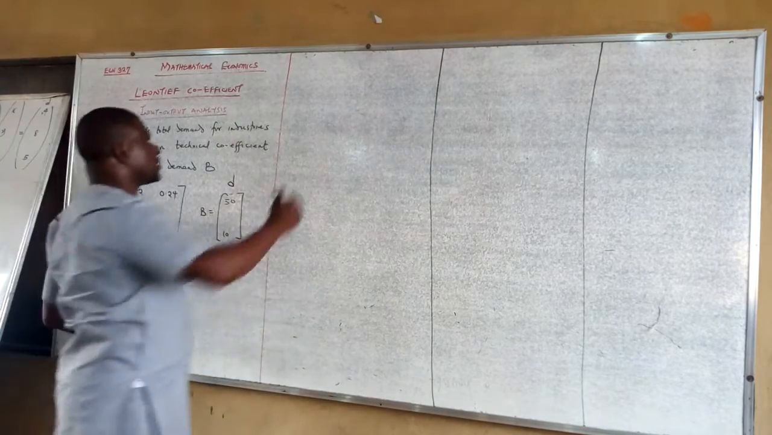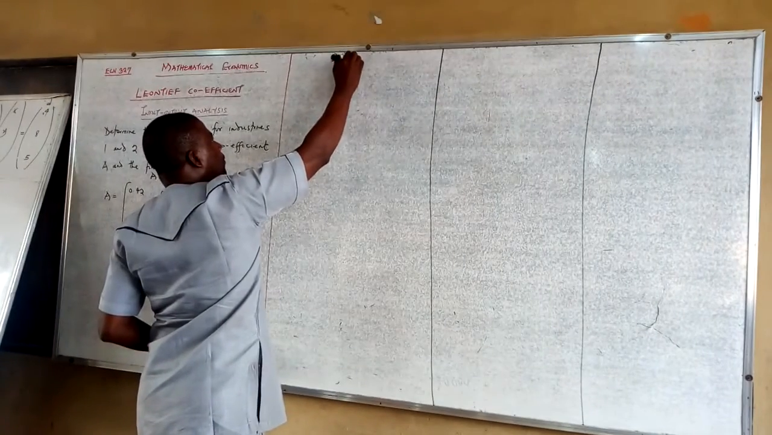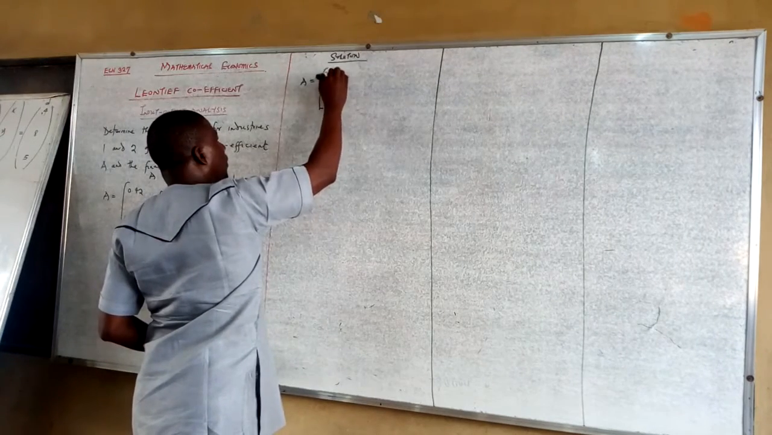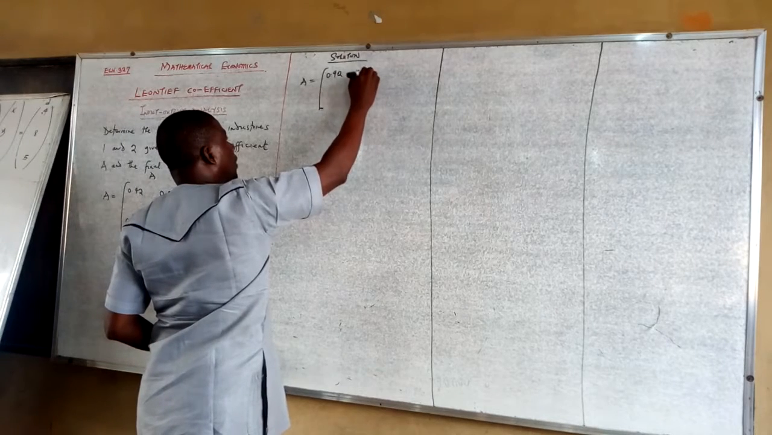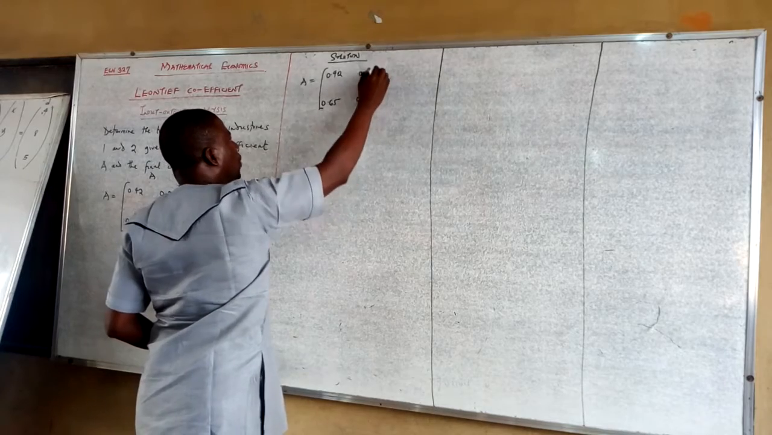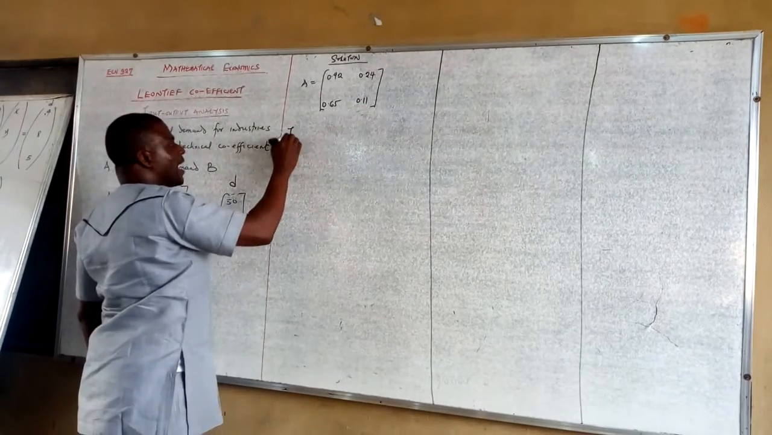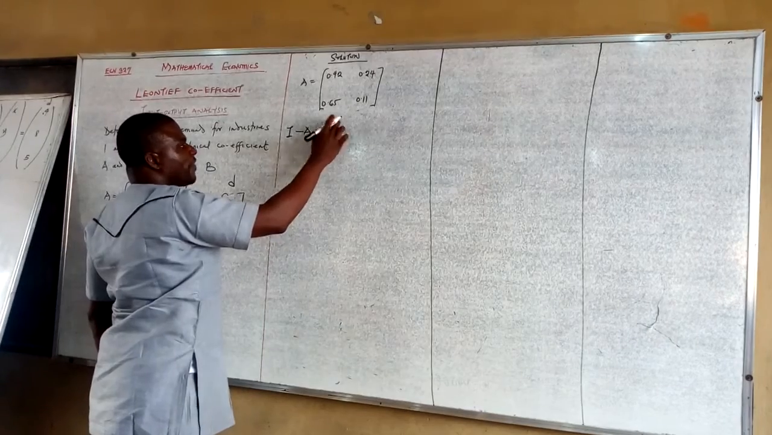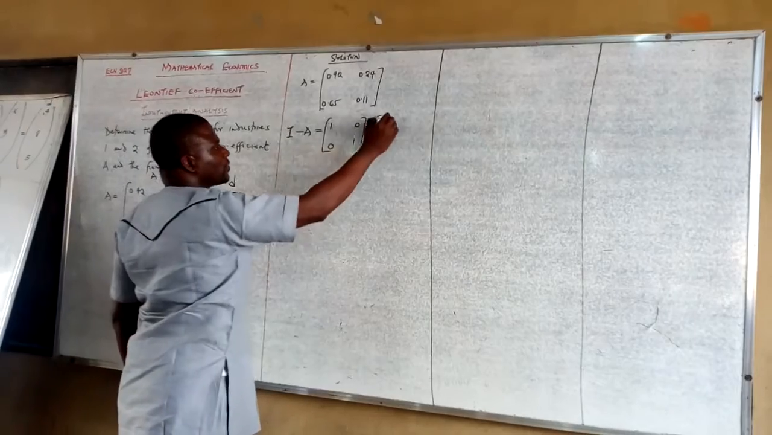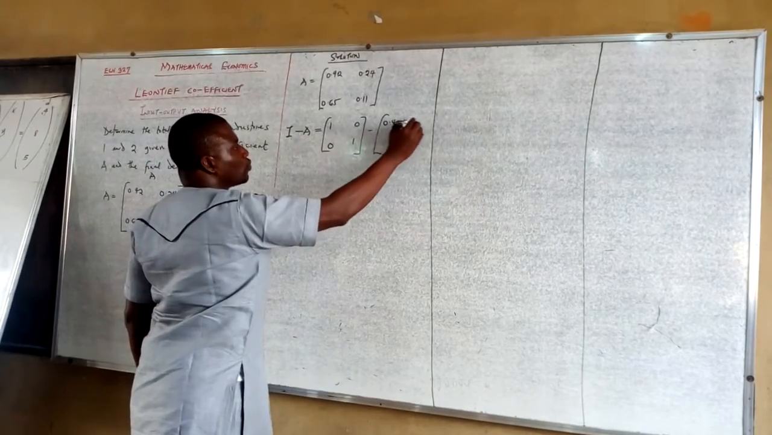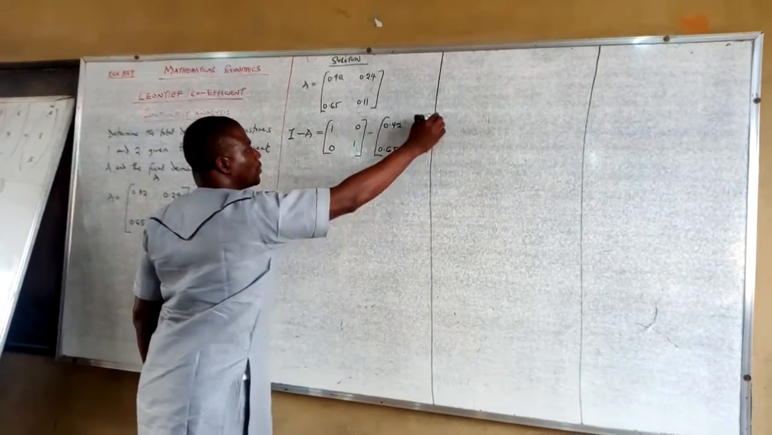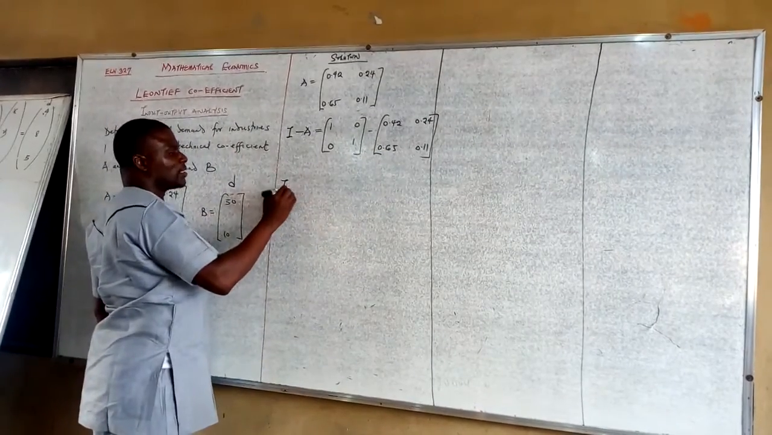Now, to solve this, my A is 0.42, 0.24, 0.65, 0.11. Then I'll find I minus A. If I want to find I minus A, it will be 1, 0, 0, 1 minus 0.42, 0.24, 0.65, 0.11. Give me figure. What's I minus A?